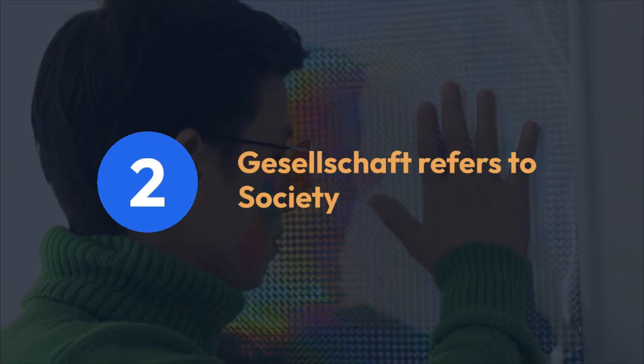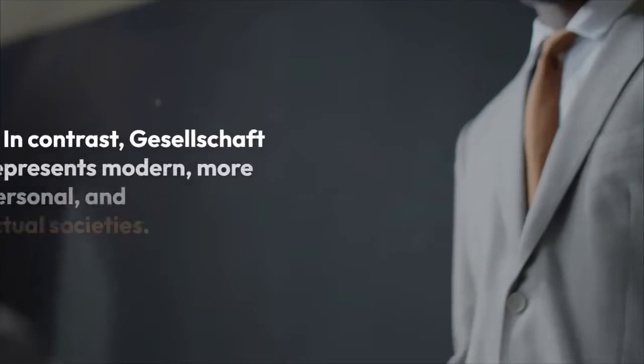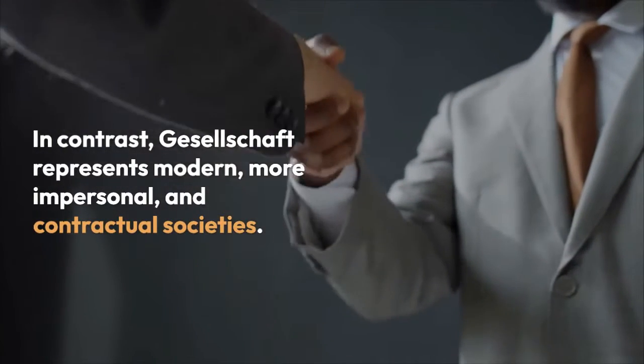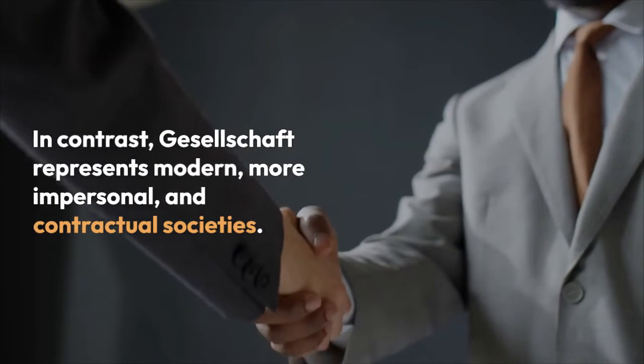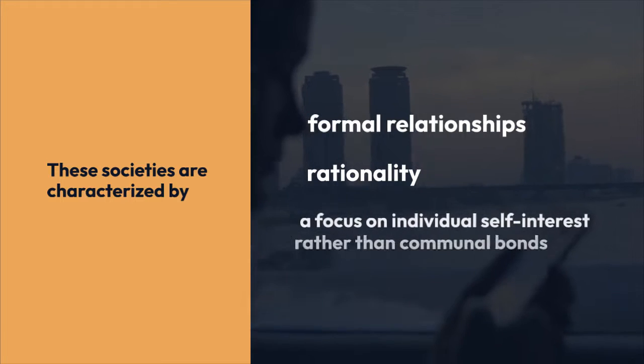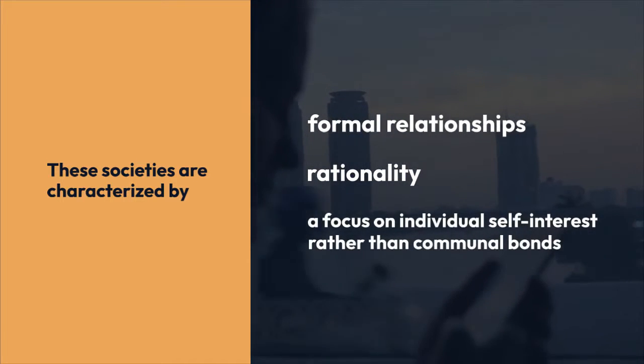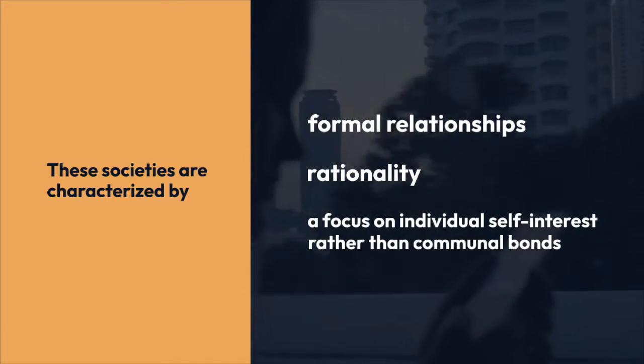2. Gesellschaft refers to society. In contrast, Gesellschaft represents modern, more impersonal, and contractual societies. These societies are characterized by formal relationships, rationality, and a focus on individual self-interest rather than communal bonds.